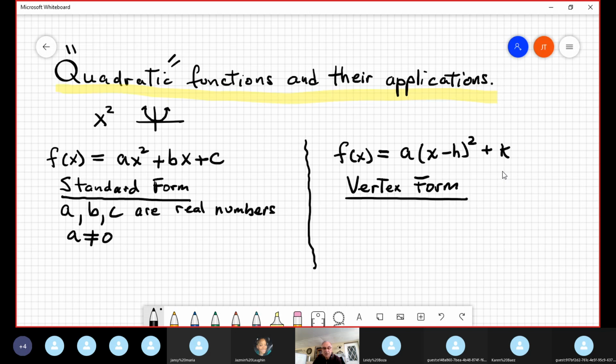And the vertex is an extremely important point in the parabola, in the quadratic function, because the vertex is the turning point. So this point is a vertex. In this case, I put it at 0,0, but not always is it at 0,0. The vertex is located at the point h, k. So this h and this k represent the components of the vertex point, which is, I repeat again, the turning point.